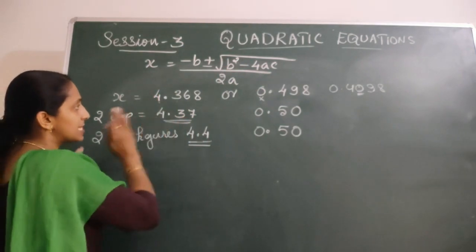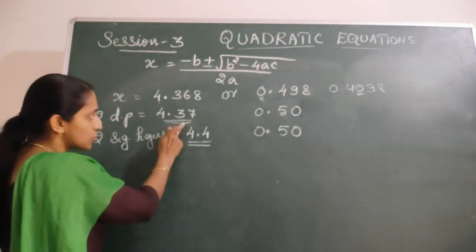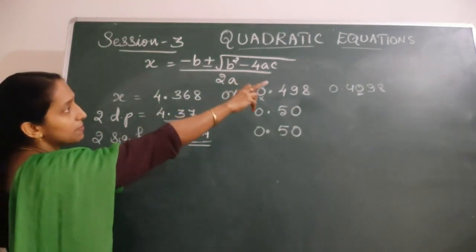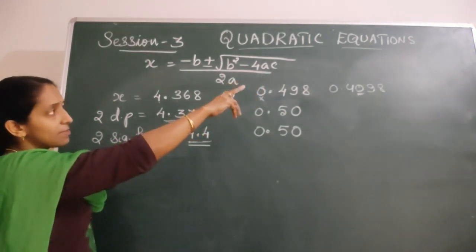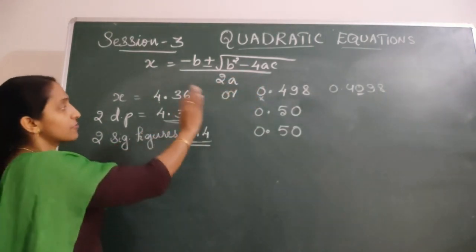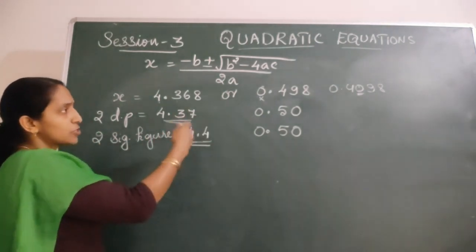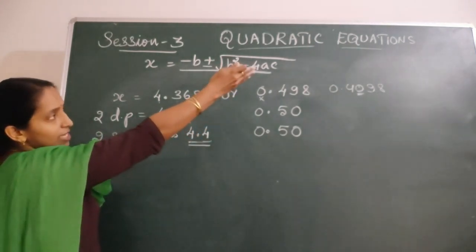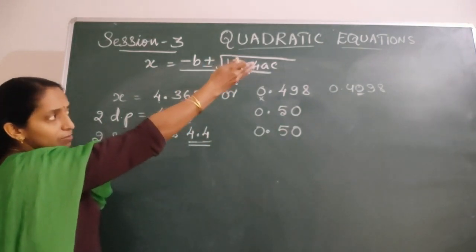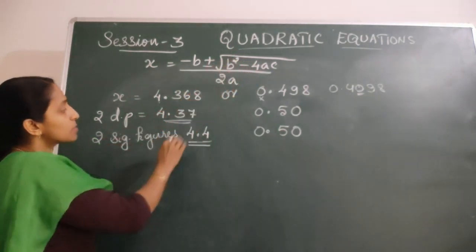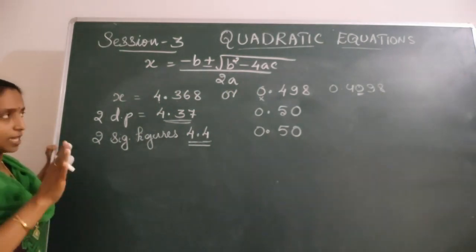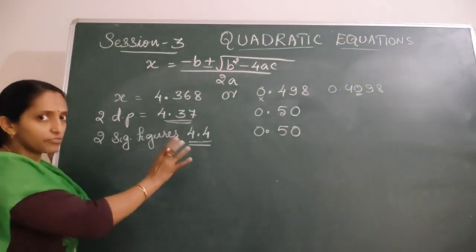First of all, you will see the question. If it is correct to two decimal places, you have to take a minimum of 3 digits after the decimal. Then only you can round off. If it is two significant figures, you can start with the first point, then 2 more points after the decimal. Minimum 2 more points you have to calculate. Then only we can round off the value.